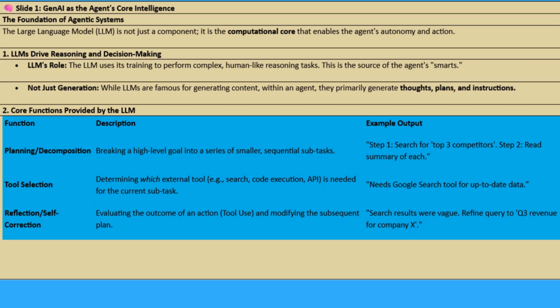This foundational role of the LLM is what empowers agentic systems to operate with autonomy, adapt to new information, and deliver high impact results across diverse domains from research and automation to decision support and beyond.